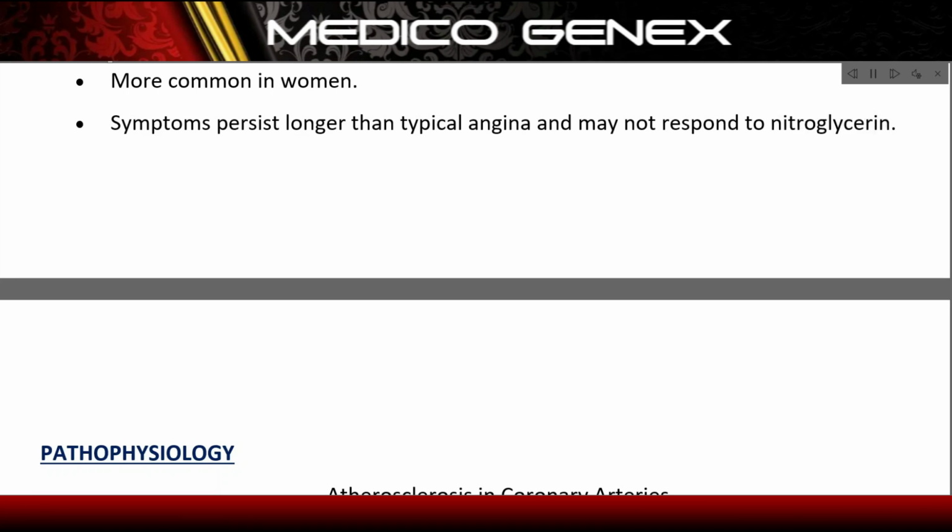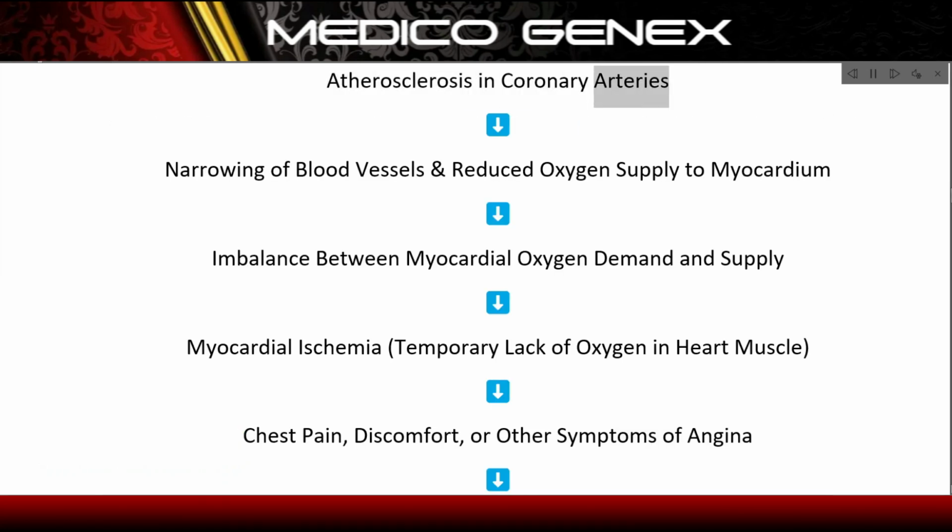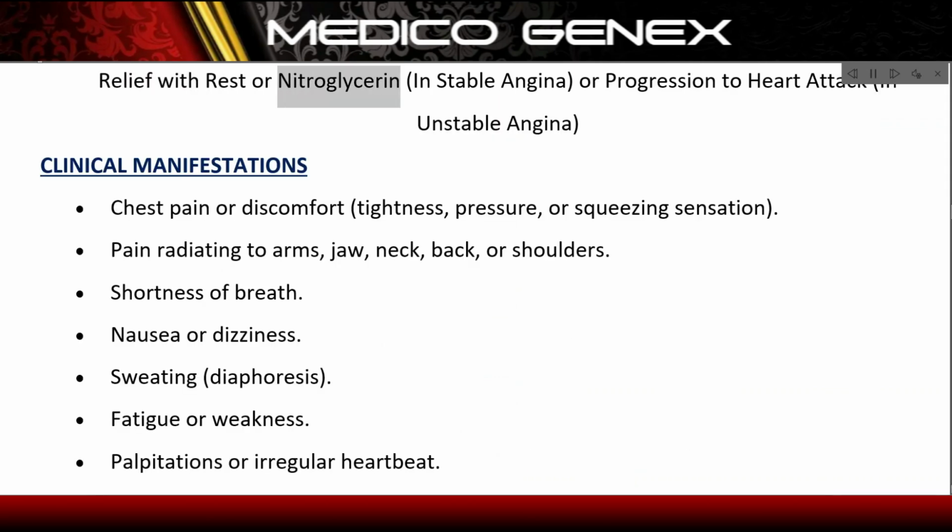Pathophysiology. Atherosclerosis in coronary arteries, down arrow, narrowing of blood vessels and reduced oxygen supply to myocardium, down arrow, imbalance between myocardial oxygen demand and supply, down arrow, myocardial ischemia, temporary lack of oxygen in heart muscle, down arrow, chest pain, discomfort, or other symptoms of angina, down arrow, relief with rest or nitroglycerin in stable angina, or progression to heart attack in unstable angina.